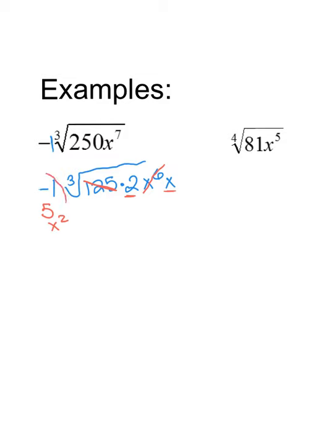I'm going to multiply everything out in front. So negative 1 times 5 times x squared is negative 5x squared. Underneath the cube root, I still have a 2 and an x. So that is my answer.